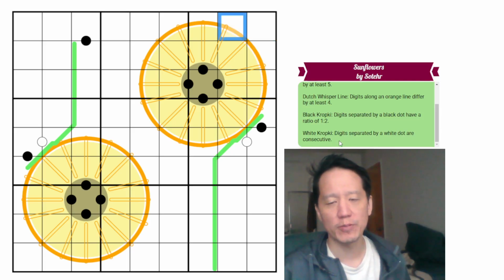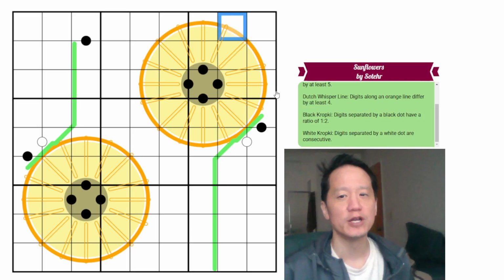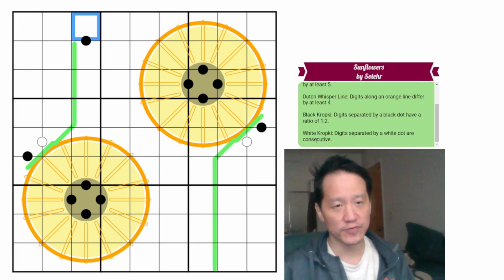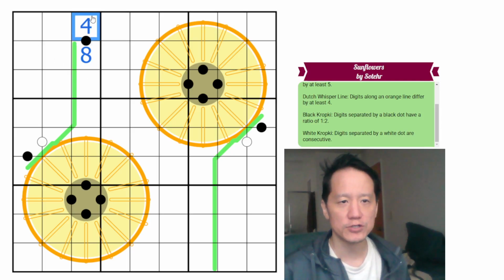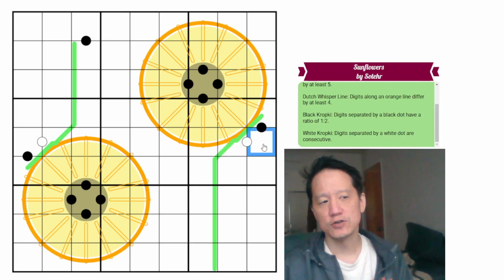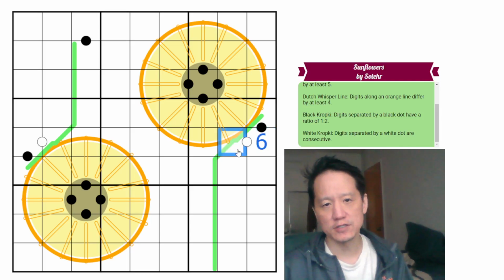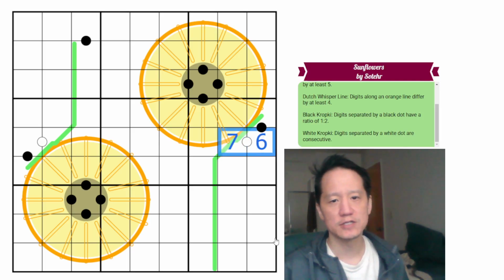Then we have black Kropke, where digits separated by a black dot have a ratio of 1 to 2. So for example, if this were a 4, this would have to be 2 or 8 to maintain the 1 to 2 ratio between them. For white Kropke dots, digits separated by a white dot are consecutive. So for example, if this were a 6, this would have to be 5 or 7 to make sure that these are consecutive. And those are all the rules.